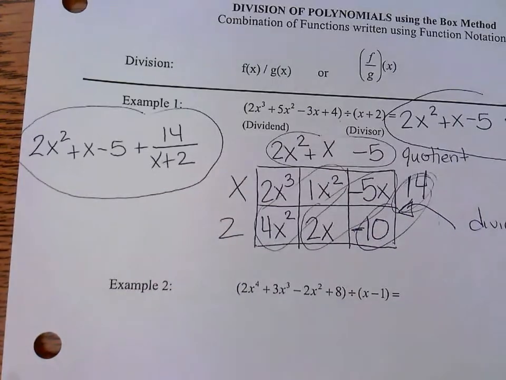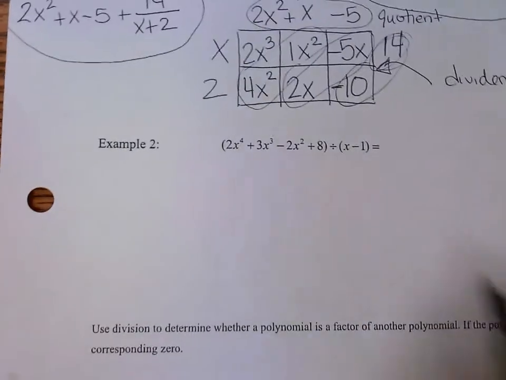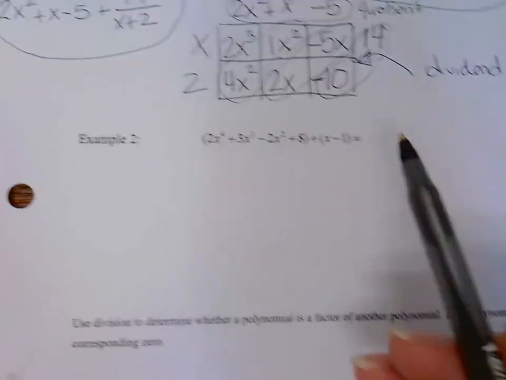Okay, so let's try another one. So I'm taking this big thing and dividing by x minus 1.